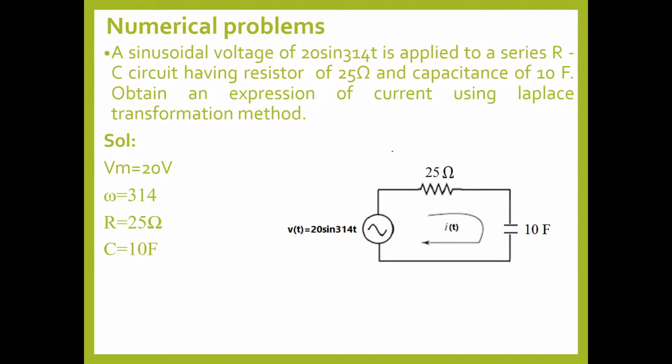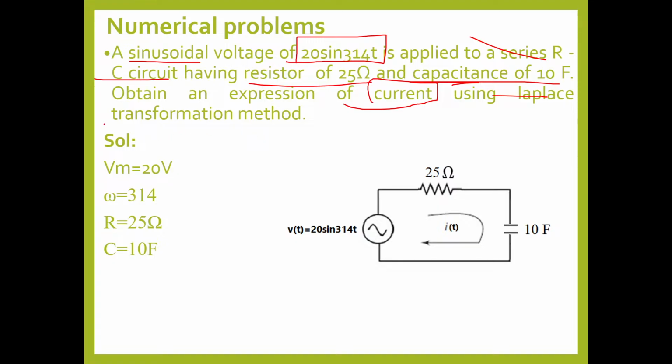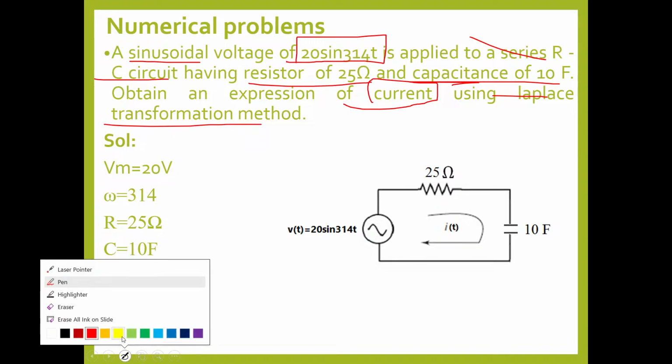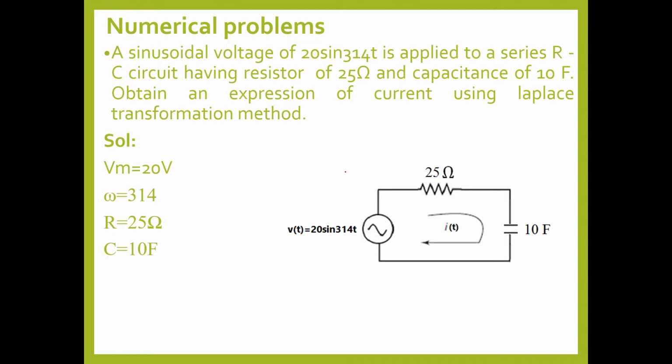If I go for the numerical problem, I have considered the same circuit. In this numerical problem, the circuit is not given, only theoretical content is given. So I have to draw the circuit on my own. Here, a sinusoidal voltage of 20 sin 314t is applied to a series RC circuit. Resistance is given as 25 ohms, capacitance is 10 farad. We have to determine the current using Laplace transformation. If it is specifically mentioned, you have to determine the current in Laplace. So based on the question, I have drawn this circuit.